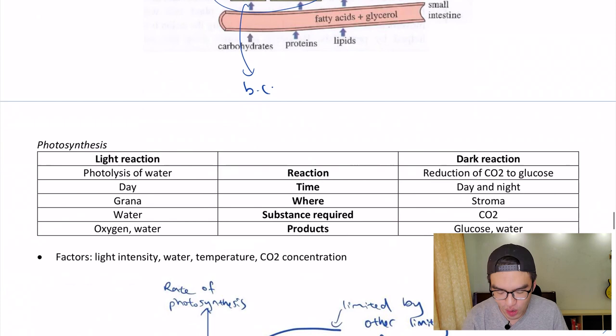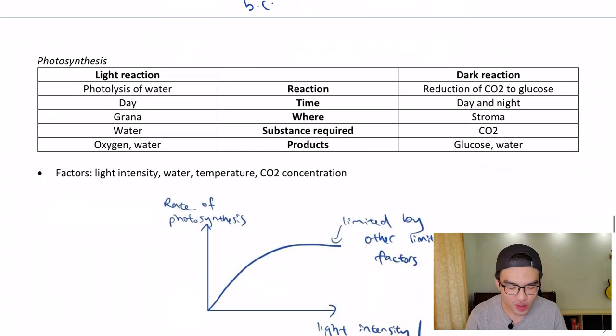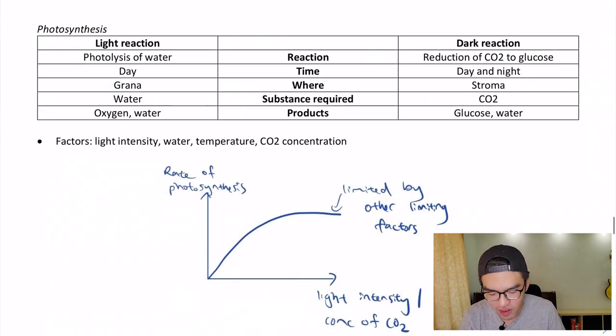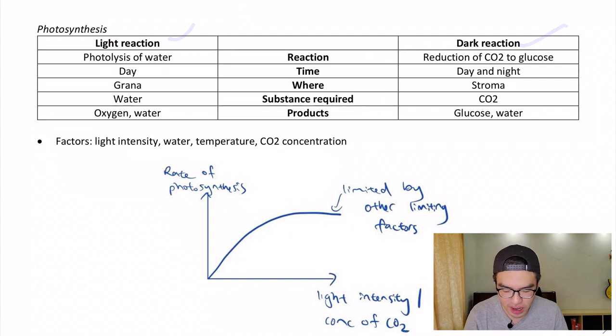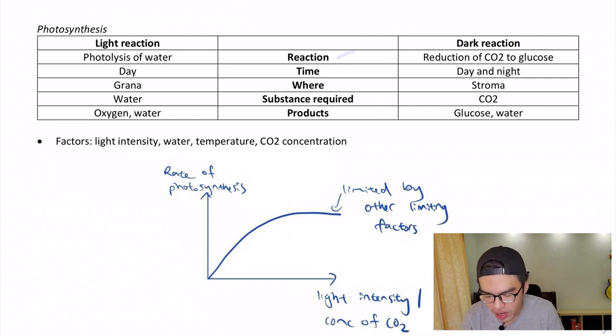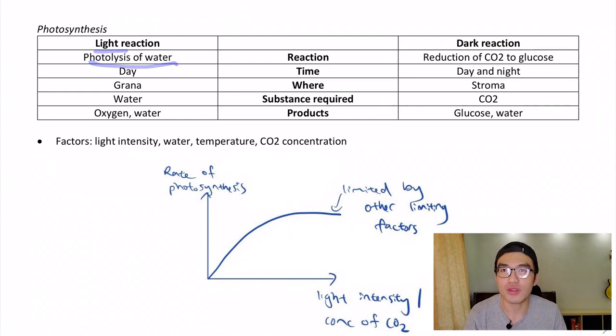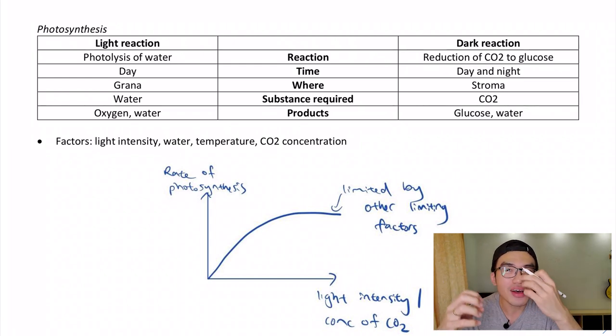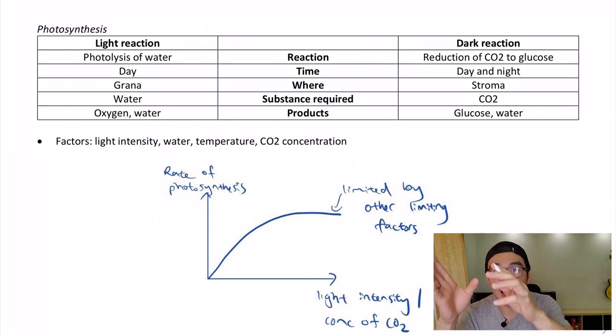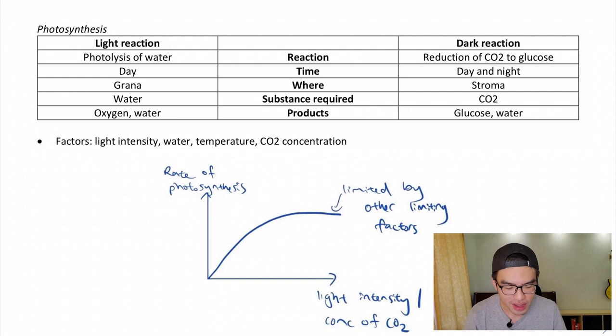Moving on, let's go to photosynthesis. This is also one of the most headache-inducing parts. You have your light reaction and dark reaction. So what's happening in the light reaction? You have the photolysis of water. Again, lysis means to break, so photolysis means I use light to break the water in half. And then the dark reaction is the reduction of carbon dioxide into glucose.